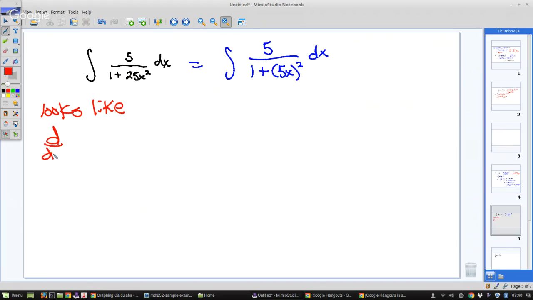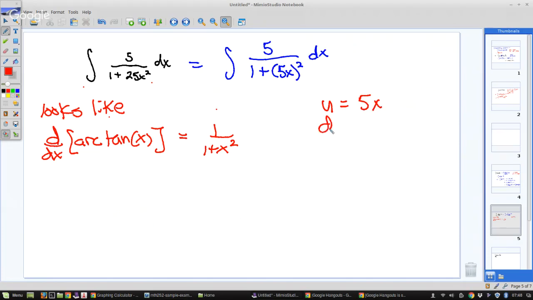So remember, the derivative with respect to x of the arctangent of x is 1 over 1 plus x squared. And I almost have that there. So this is where I'm going to use my u substitution. I'm going to let u equal that 5x, and then du would just be 5 dx. And I have that right here. Here's my du.